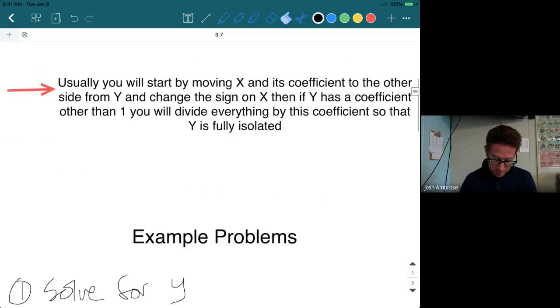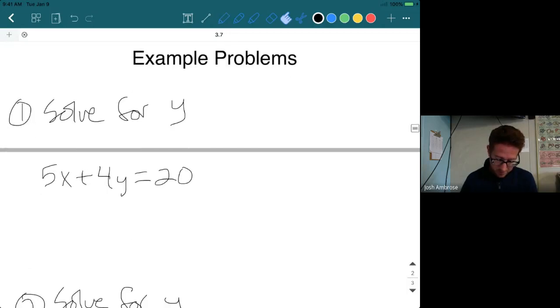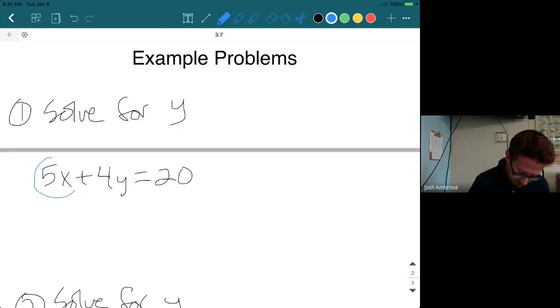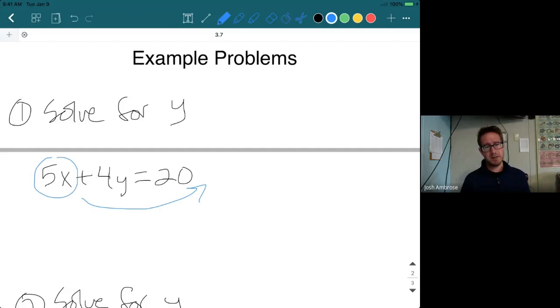All right, let's jump into our example problems. Here we go. First example problem, solve for y. You're given 5x plus 4y equals 20. So we will start by taking this 5x and moving it to the other side. Notice it was a positive 5x. We move it across the equal sign. It's now going to become a negative 5x. All right, so we move it over.